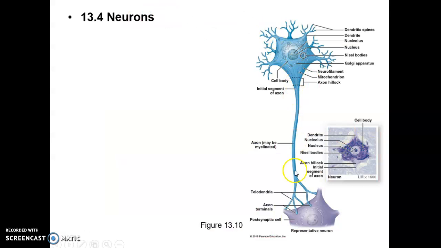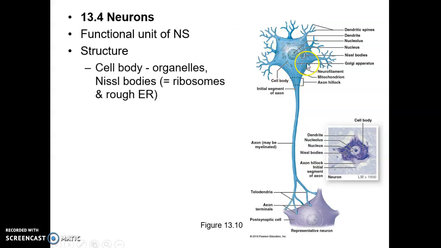Okay, so let's look at a typical neuron, the functional cell unit of the nervous system. Overall structure, cell body, lots of organelles inside. Remember we talked about cells way back in chapter 1 or chapter 2. What are referred to as Nissl bodies are the ribosomes and the rough ER for protein synthesis. They just happen to be called Nissl bodies, named after Dr. Nissl. Okay, these darkly staining structures on a slide.